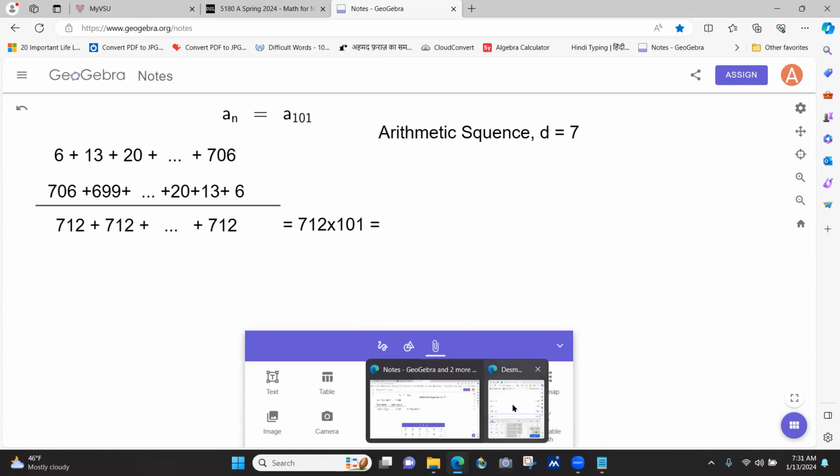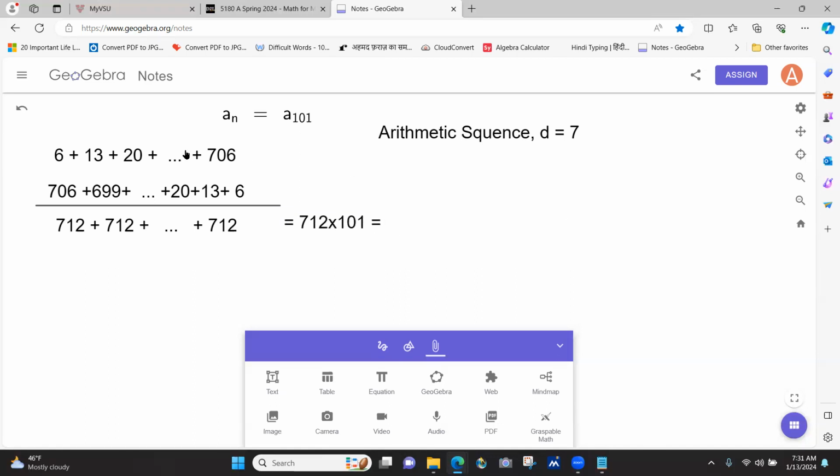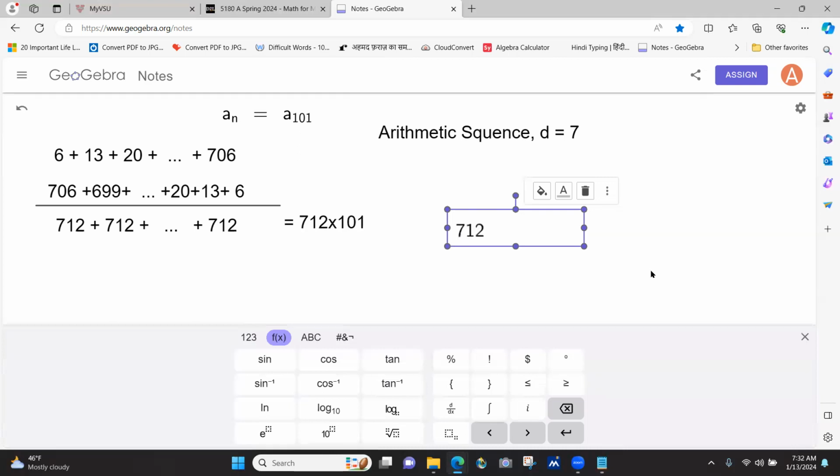712 times 101. Actually, wait, guys. Now, I really want to find the sum of this line. So I take this, I divide the answer by 2. Why do I divide it by 2? Because I need to find the value of one line. No worries, we'll fix it. 712 times 101 divided by 2.